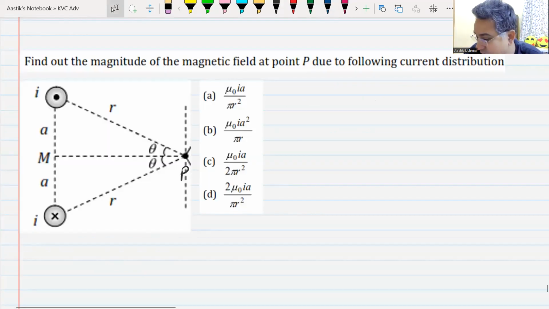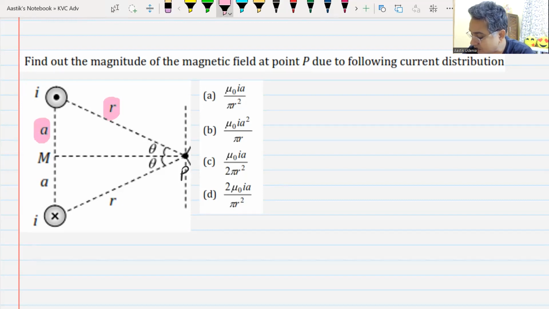Then this is the next one. You have two current carrying wires I, one carrying current in the outward direction, one carrying current inside. You have to find the magnetic field at the point P. This theta is given, but the answer is not in terms of theta. The answer is in terms of A and R. So you should get your answer in terms of A, R, and I.